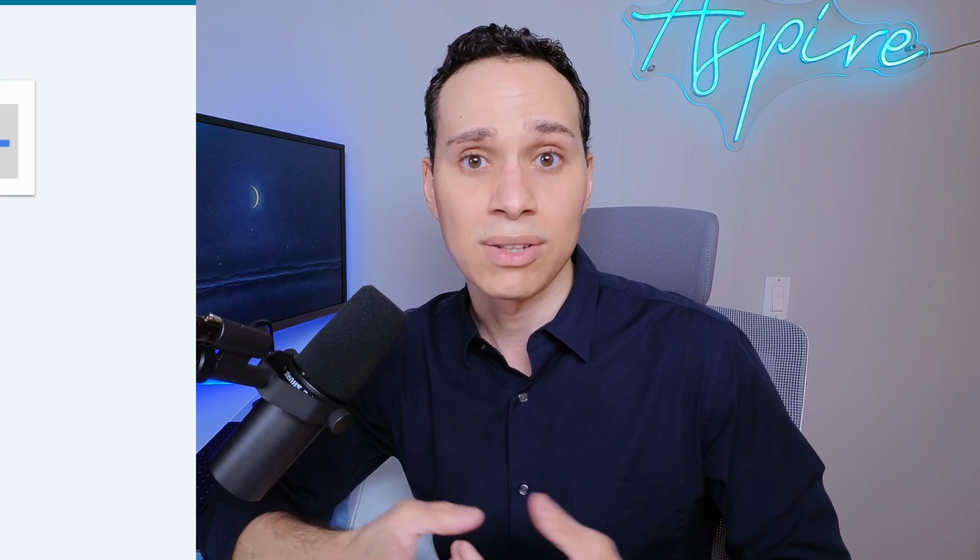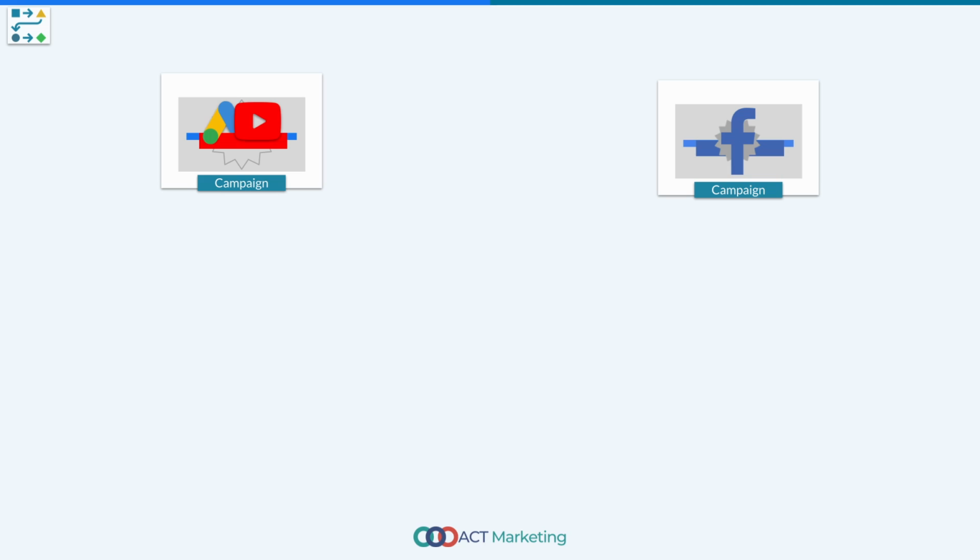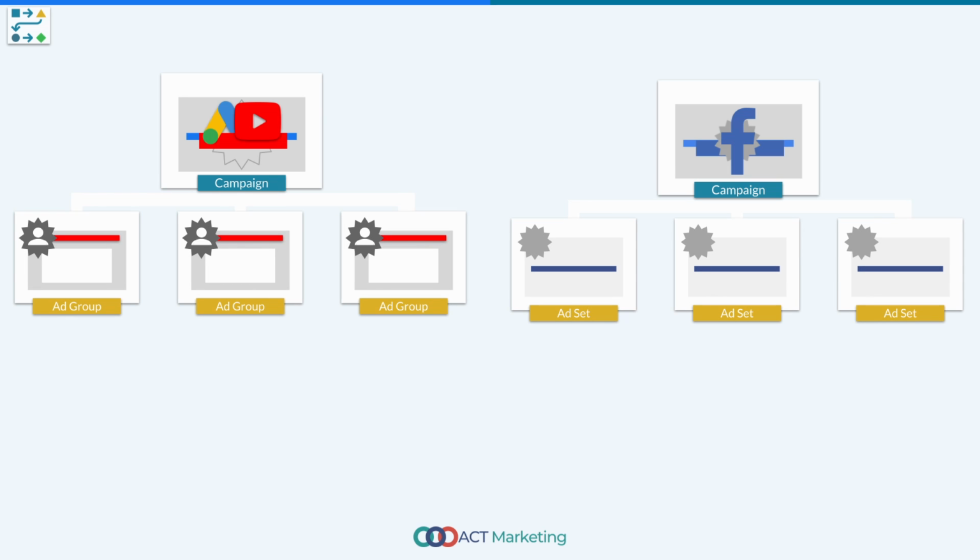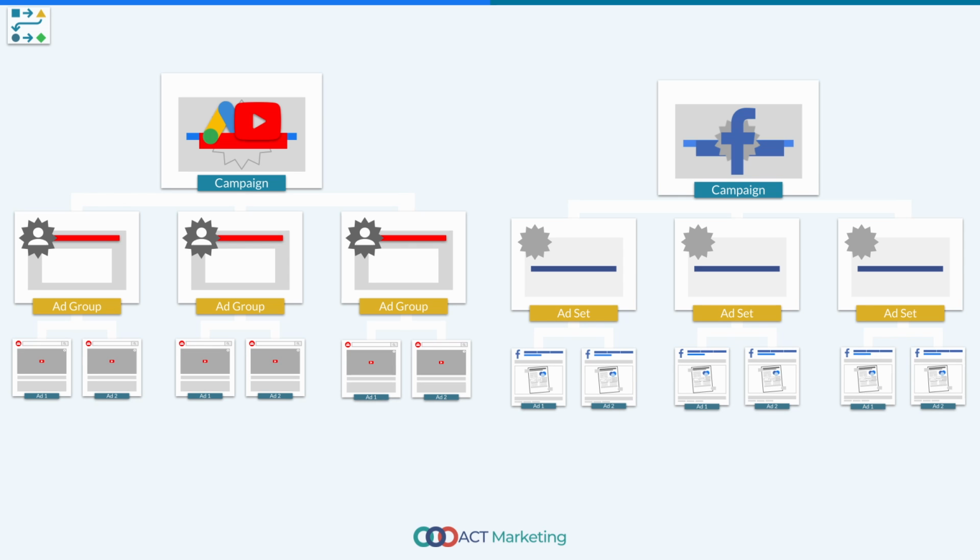Whichever platform you decide to use, you're going to create something called a campaign. This is the top level of your ad account structure or organization. And then inside those campaigns, you're going to create ad groups or ad sets. This is where you tell Facebook or YouTube who you want your ads to be seen by. And then you create your video ads or your text ads inside of each one of those ad groups or ad sets. This is just a super, super basic overview.